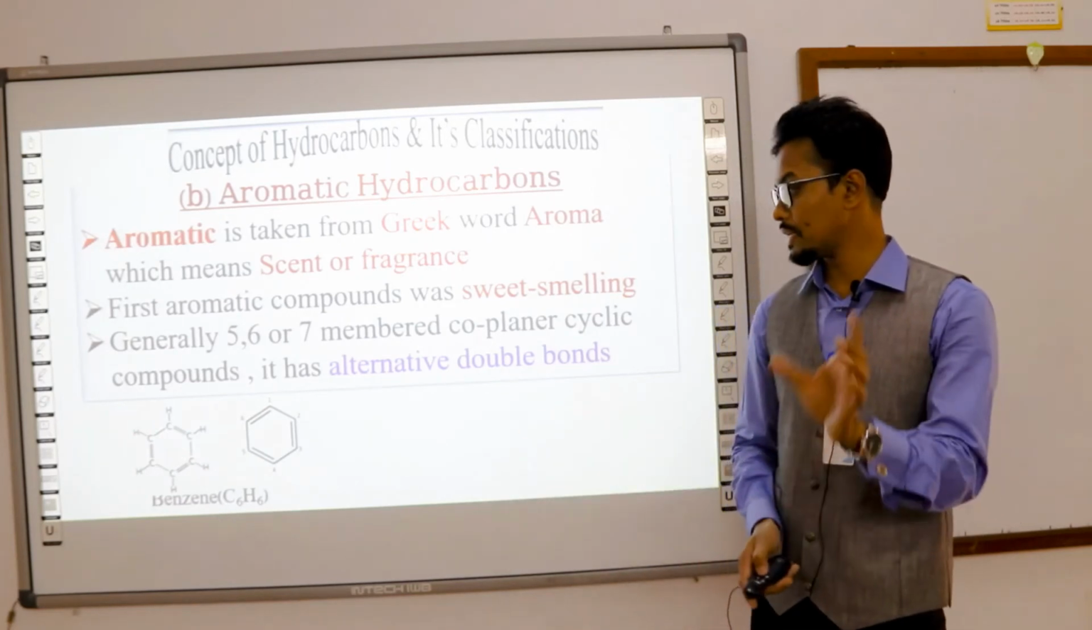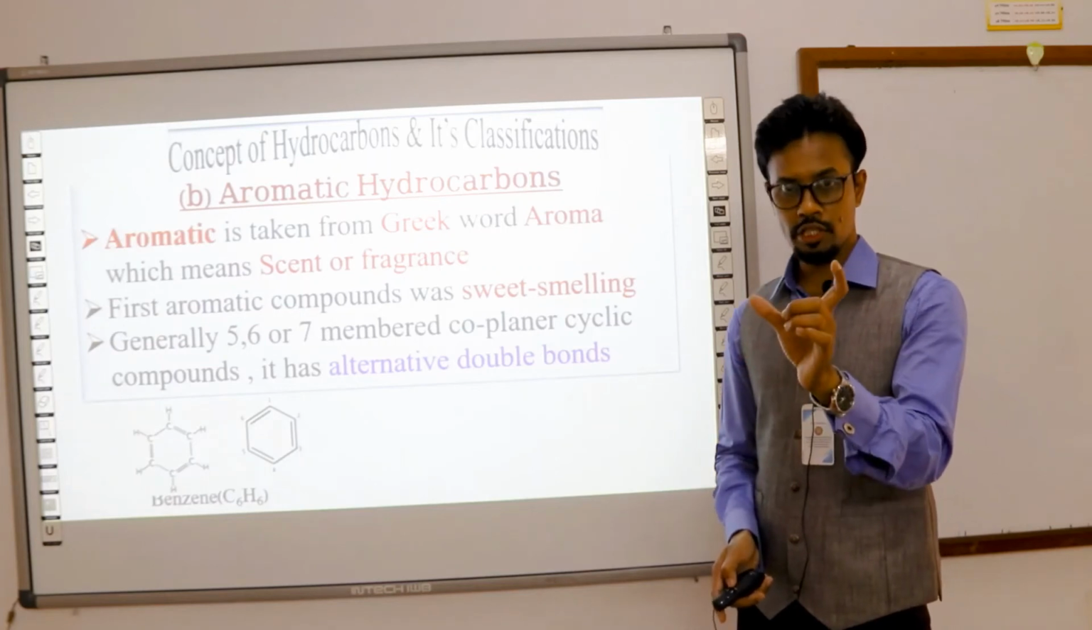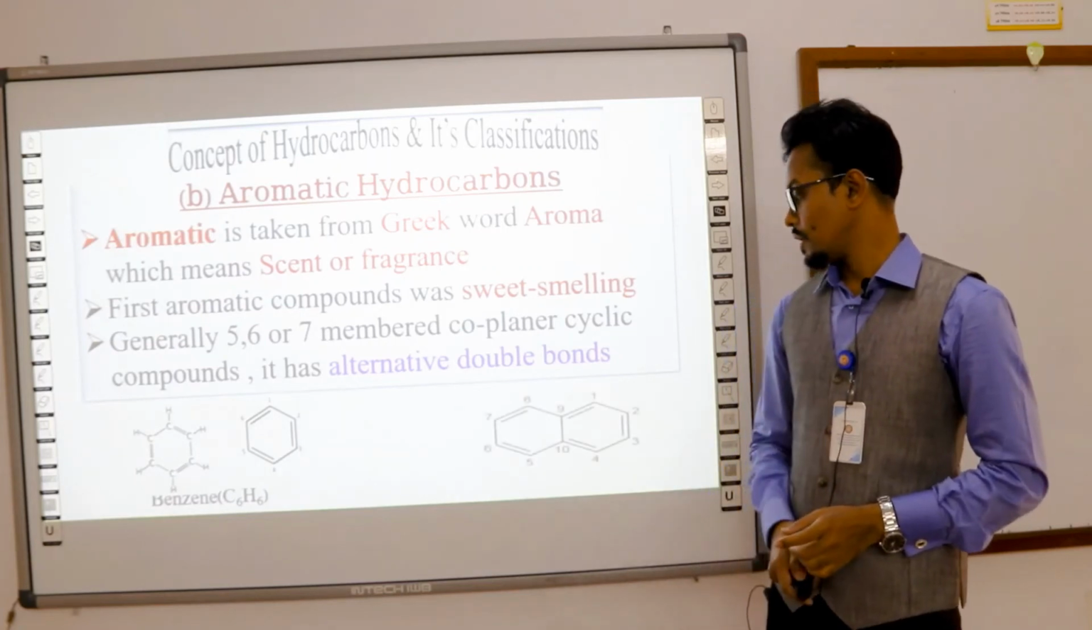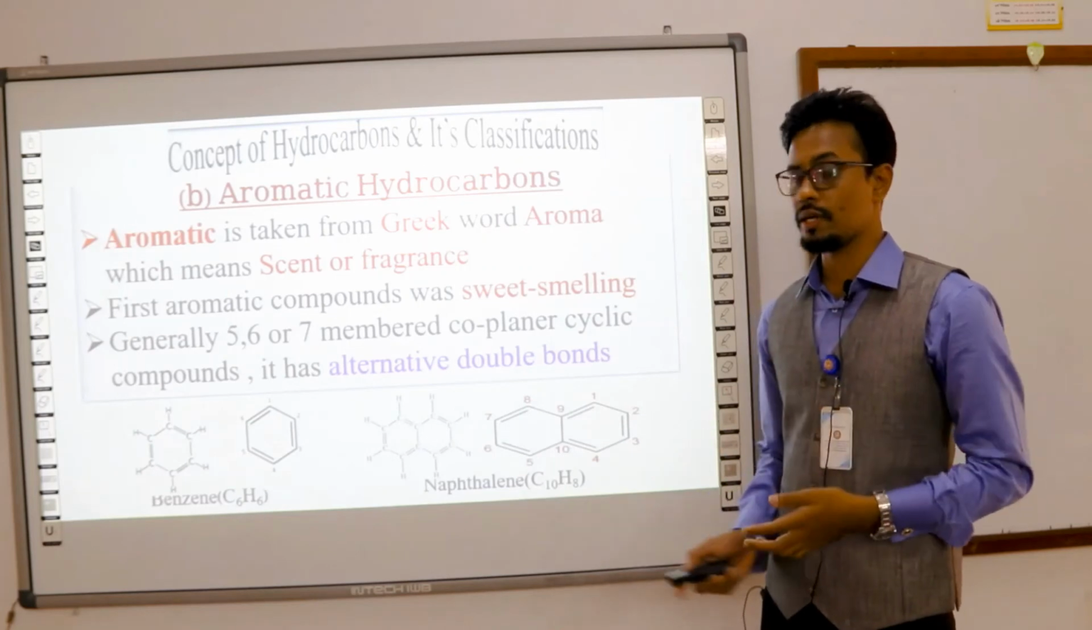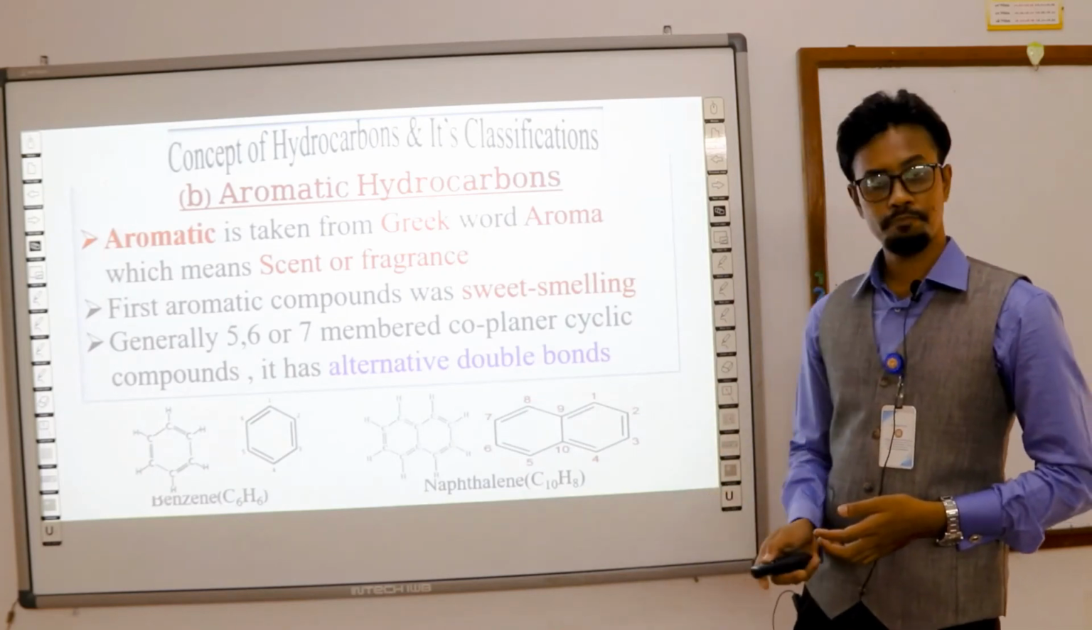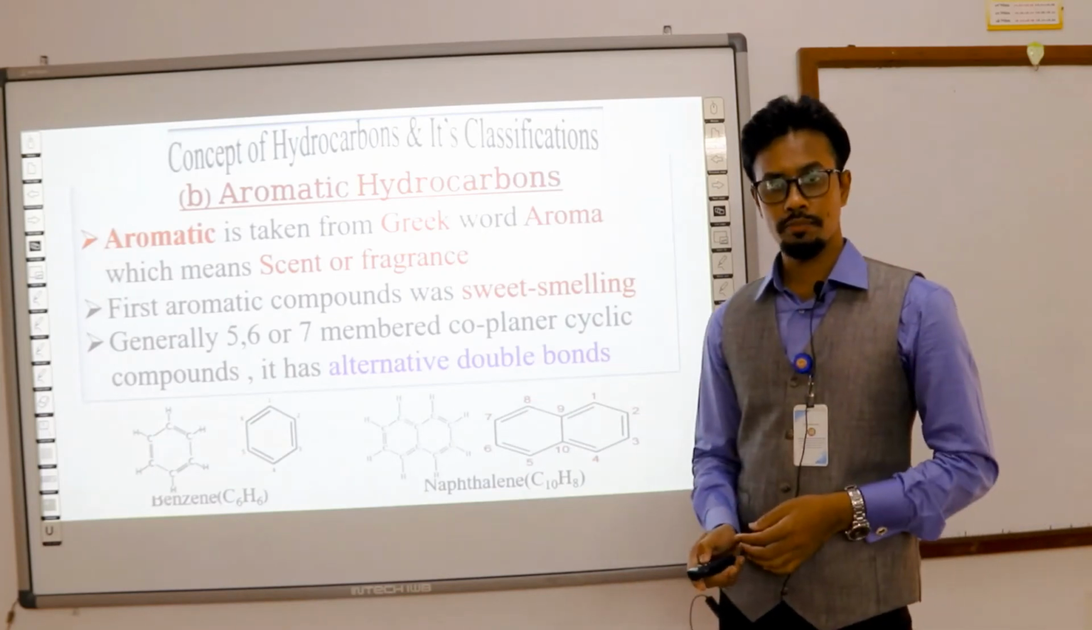So benzene is an aromatic compound, an aromatic hydrocarbon, like naphthalene. There is a 10-membered carbon chain, and 2 benzene cycles are present here. It is called naphthalene, which is also an aromatic compound.